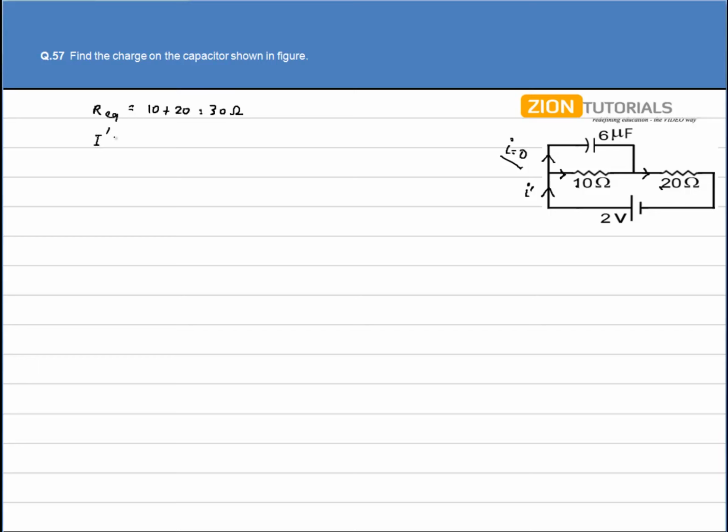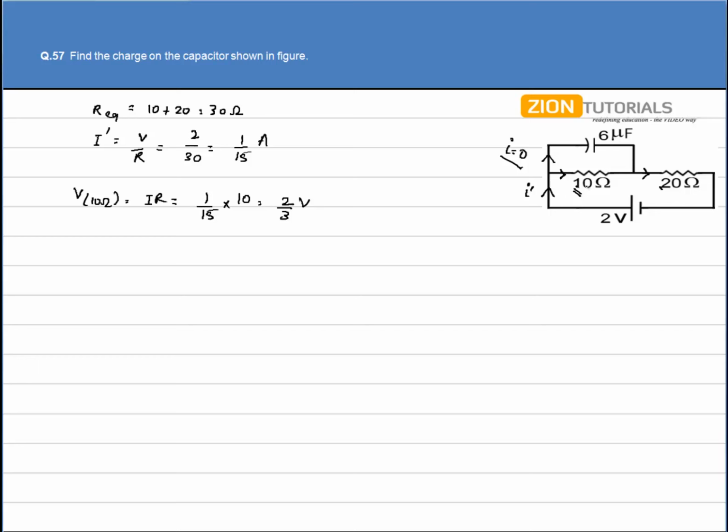Current I dash can be calculated by Ohm's law, V by R. We have the value of V as 2 divided by 30, that is 1 by 15 ampere. This is the current flowing. So the potential drop across the 10 ohm resistor can be calculated by IR. Current is 1 by 15 ampere, resistance is 10 ohm. That comes out to be 2 by 3 volts. This is the potential drop across the 10 ohm resistor.